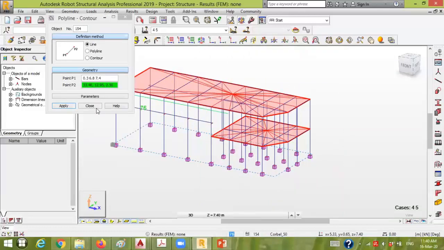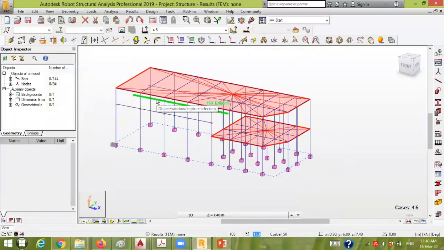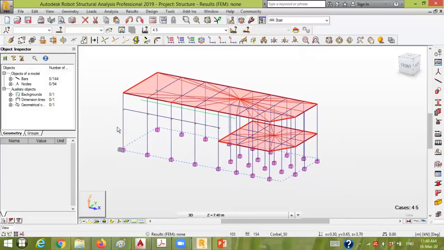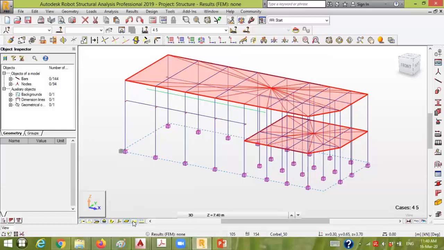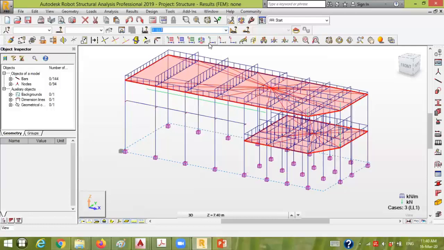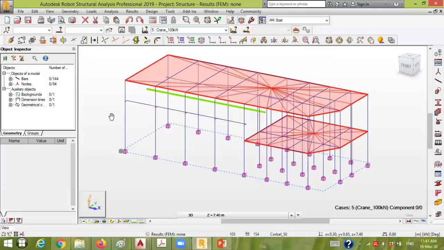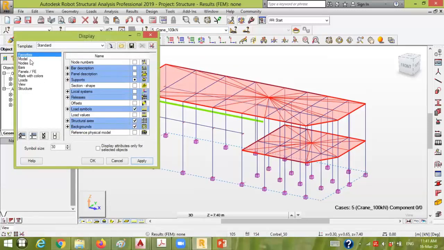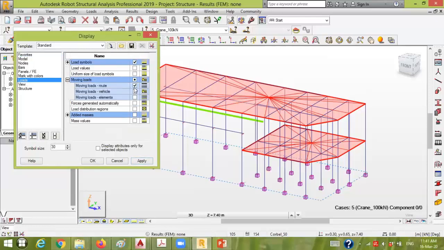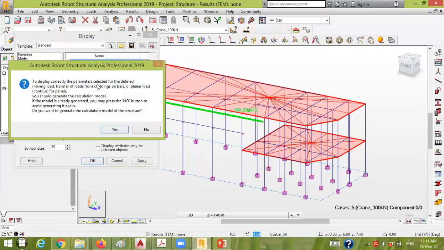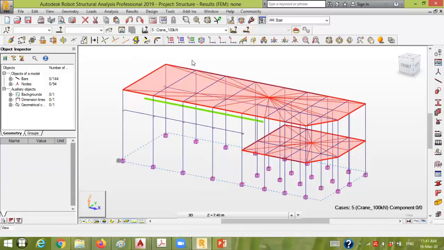Apply. Now the red line here is the center of mass of the crane, which defines the trajectory starting from this point, 0.3, 6.8, 7.4, to this point, 20.02, 6.8, 7.4. Usually you cannot see the crane load before the calculation. If you go to the crane, you see only the trajectory. You have to go to display load, moving load, to show the route, the trajectory, the vehicle, and the moving load elements, to display the parameters correctly. You should generate the calculation model exactly. So to see the moving load, we have to generate the calculation.